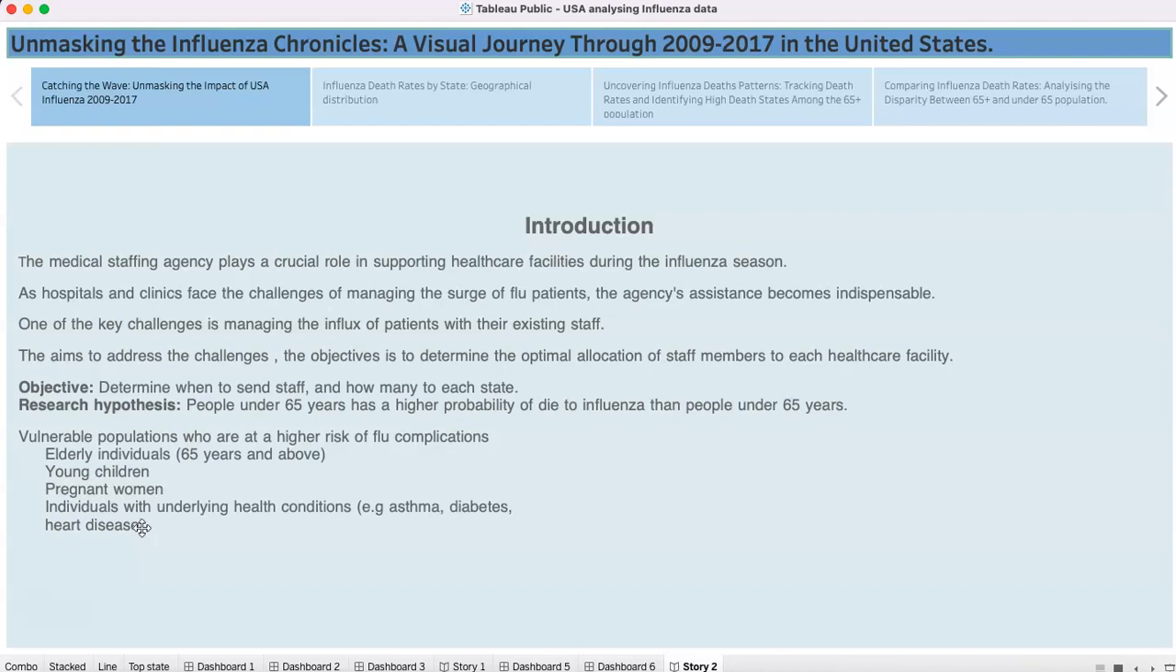Before delving into the analysis, I want to point out the vulnerable population who are at high risk of flu complications and require specialized attention. This population includes elderly individuals who are 65 years and above, young children, pregnant women, and individuals with underlying health conditions, for example, asthma, diabetes, and heart disease.